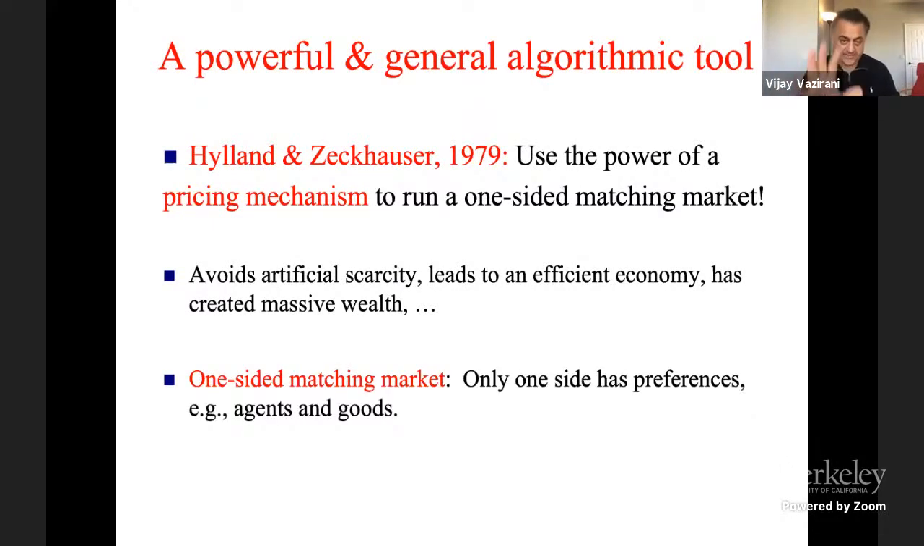So how exactly it comes about will be the next slide. But what's the one-sided matching market? So you saw two-sided matching markets in the last few talks. One-sided is where only one side has preferences, unlike, say, the boy-girl markets where men and women both have preferences. So agents and goods are done; goods don't have preferences.